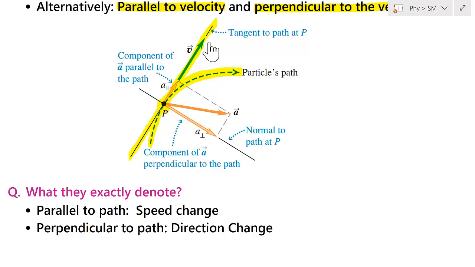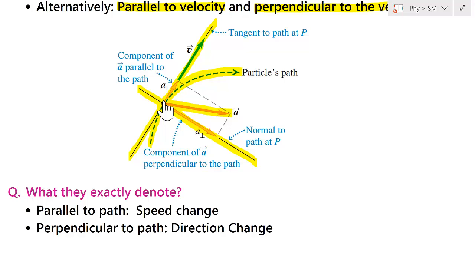Now we can also choose another axis, this axis, which is perpendicular to the direction of velocity. So we have considered two axes. One axis is in the direction of velocity, that is tangent to the path. Another is perpendicular to the direction of velocity. What is my target? My target is, can I break my total acceleration vector along these two axes? Let's say at point P, the acceleration vector for this particle is something like this. So this is the total acceleration vector for this particle.